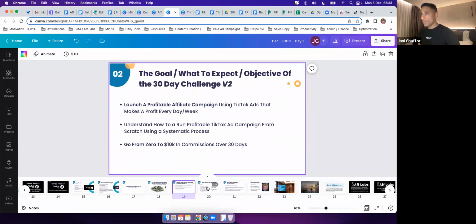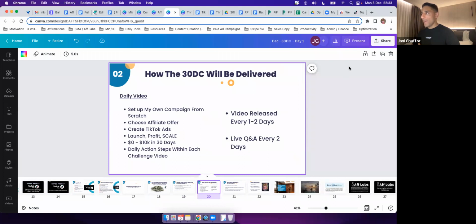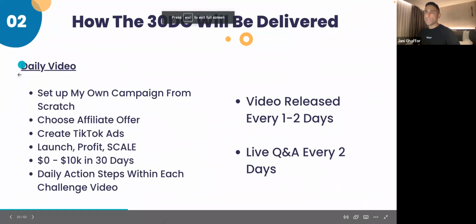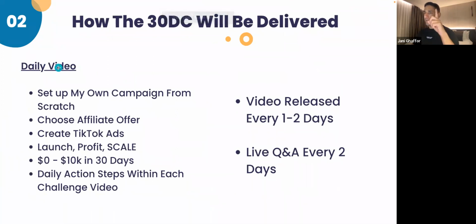I basically mentioned how the 30-day challenge is delivered. Day 1 is the only live session. After that, the live sessions will be every 2 days for the Q&A. We will be releasing a video every 1 to 2 days for the challenge. I want it to be daily, however, I'm giving it 1 to 2 days. So every day will be released 48 hours or less from the last one.